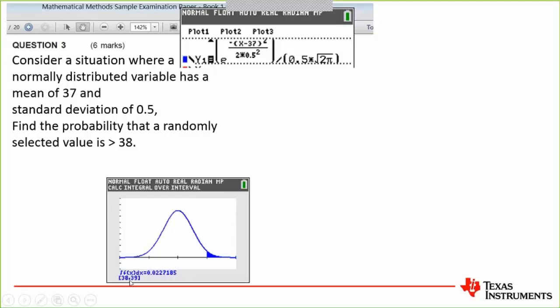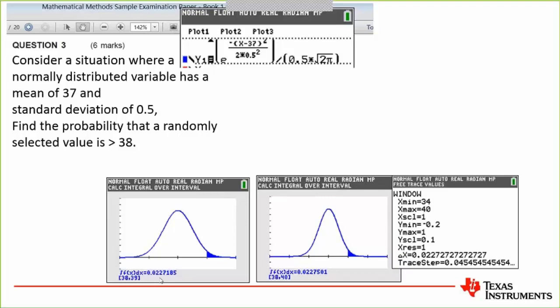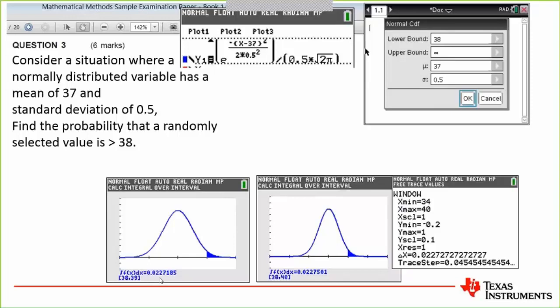I can't go from 38 to infinity. I've gone from 38 to 39 and got 2.27%. I then tried 38 to 40, but I had to change the scaling for that to happen. I've now got 2.28%. So it's moved up a little. And it took a fair bit of messing with the window settings to get those pictures to happen.